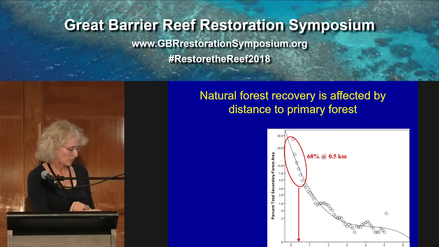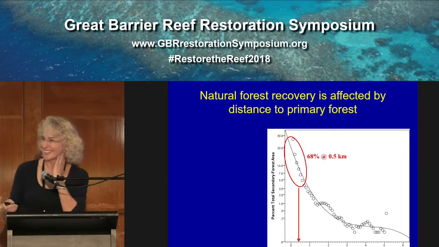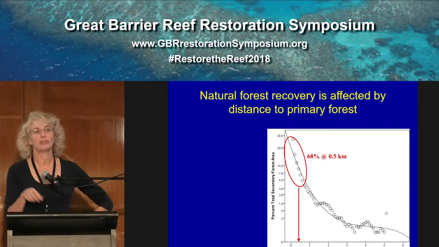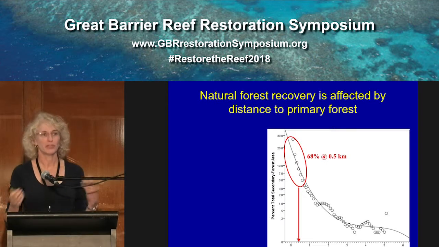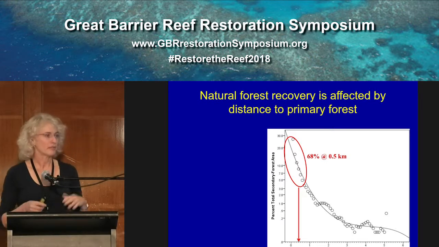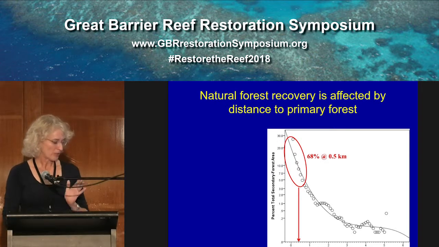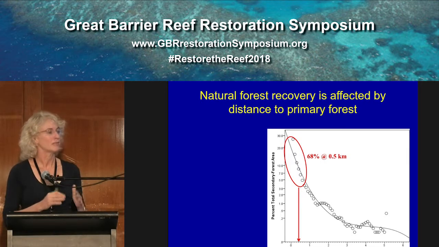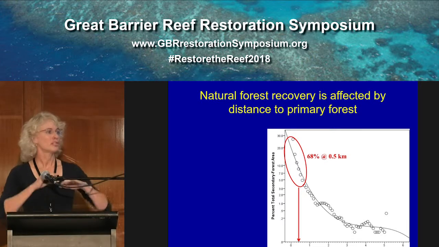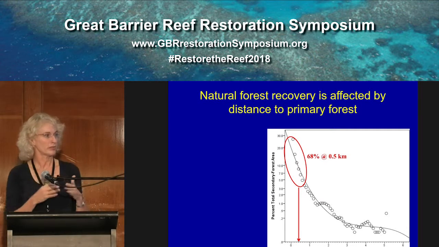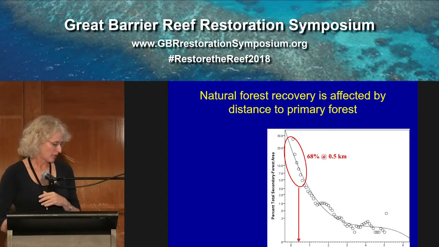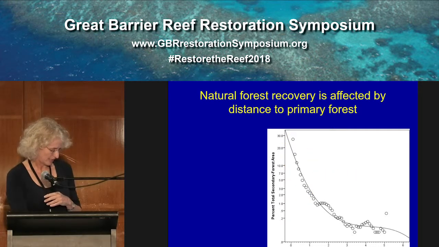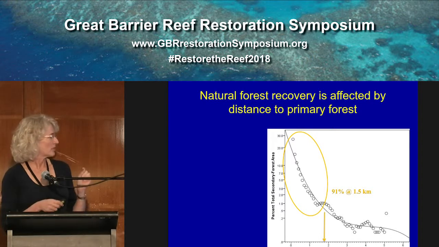On the x-axis, I have distance from primary rainforest. On the y-axis, I have the amount of forest that's recovering. And what we see is that in very close proximity to primary rainforest, we've got 91% of all of our secondary rainforest recovering less than half a kilometre from primary rainforest. So we don't just get this broad scale recovery everywhere, it's very, very proximate to the seed source. So 68% of all the forest occurs within half a kilometre.